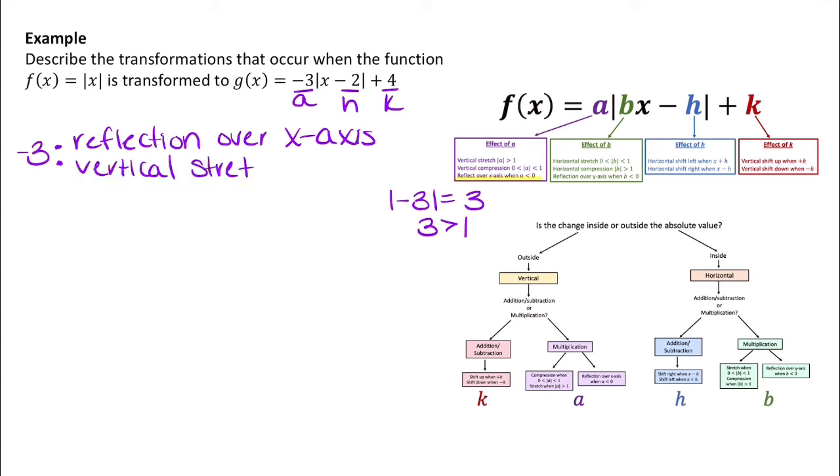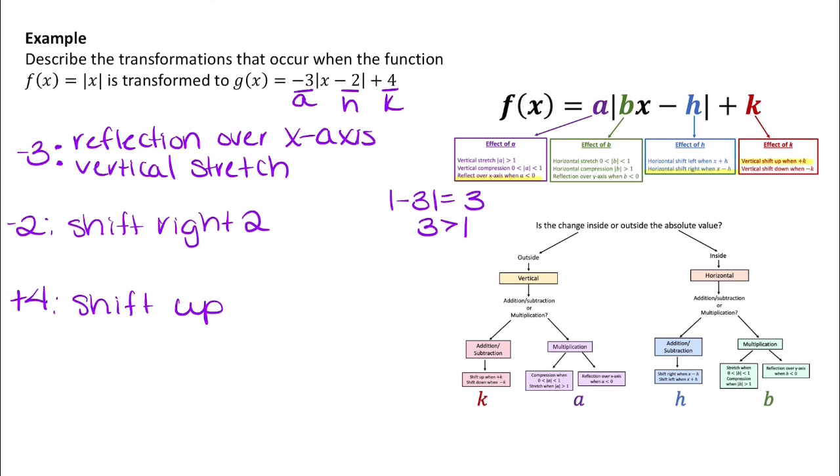So we have reflection and vertical stretch. And then from the 2, we have a minus 2. Well, it tells us that when we have an x minus h situation, that is going to be a shift right. So it's going to be a shift right 2. And then we have plus 4, which is our value of k. And so if we have a plus k, we're going to have a shift up. So it's going to be shift up 4.